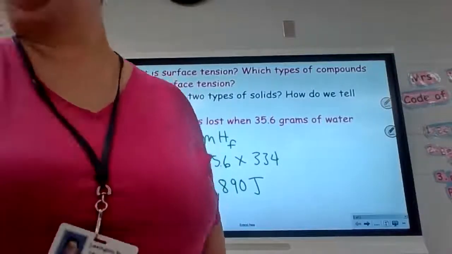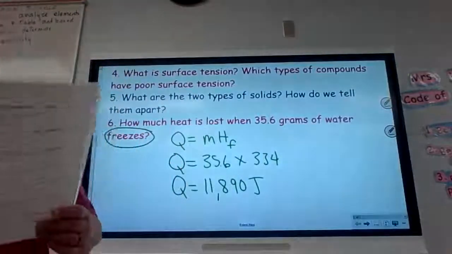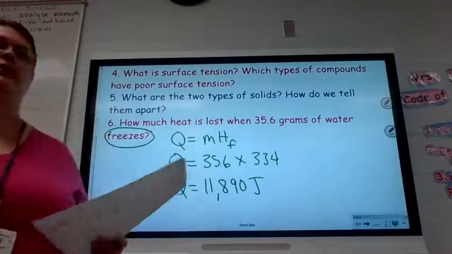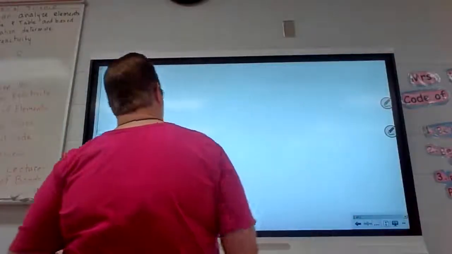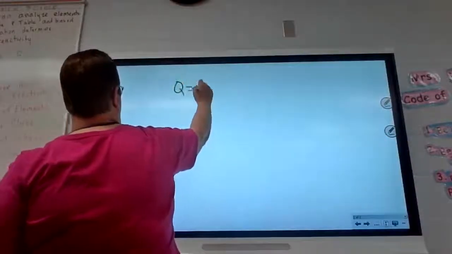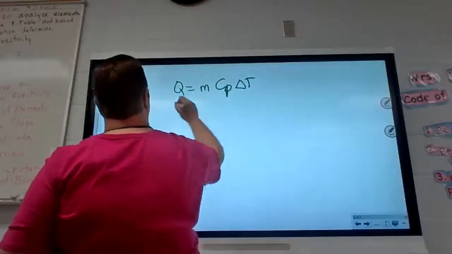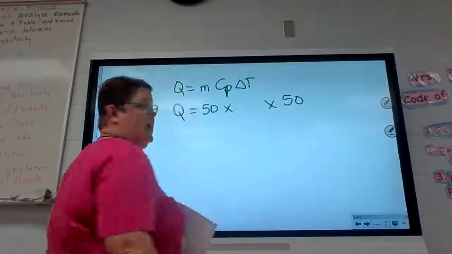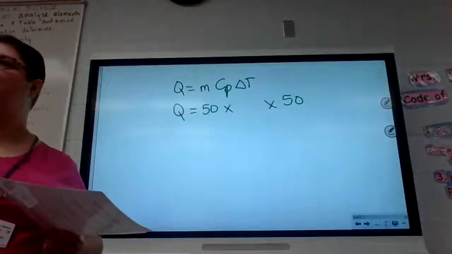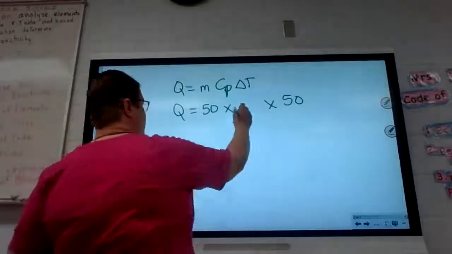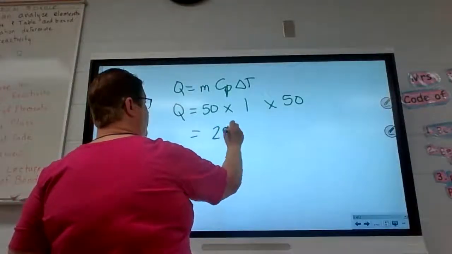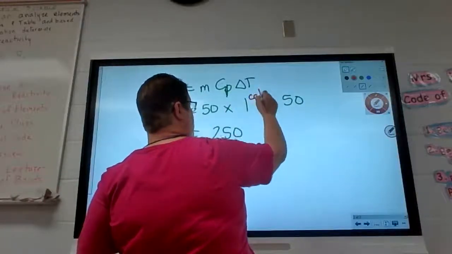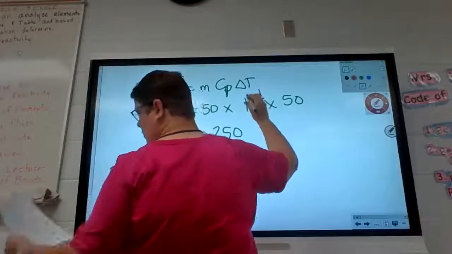So in number 1, you get an answer of 1,045 joules. Number 2, you get 250 calories, because you take the same numbers from number 1, using Q equals m Cp delta T. You have a mass of 50, a change in temperature of 50, and then you use the specific heat that they gave you in question 2, which was 1. So you put it there, and you get 250. The only difference is this specific heat has a unit of calories per, what was the unit again?